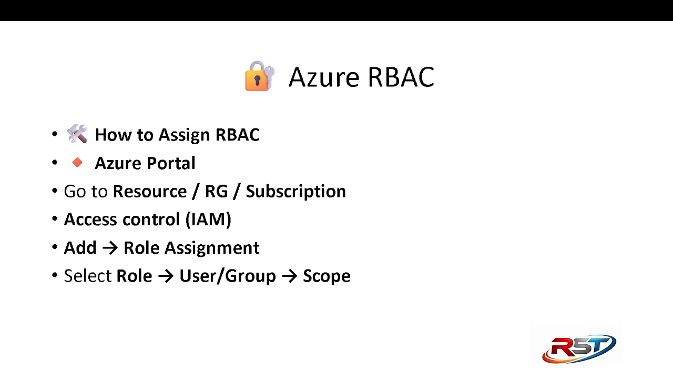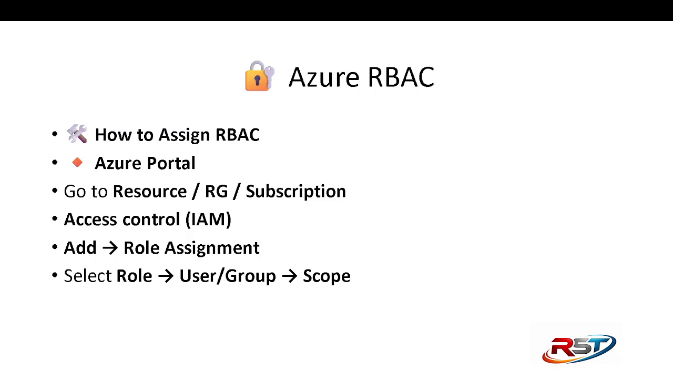So how to assign RBAC? How do we assign RBAC? So go to Azure portal, go to the resource or resource group or subscription. So you have to select that, and once you have selected that, in the left pane you can see Access Control (IAM), identity and access management.